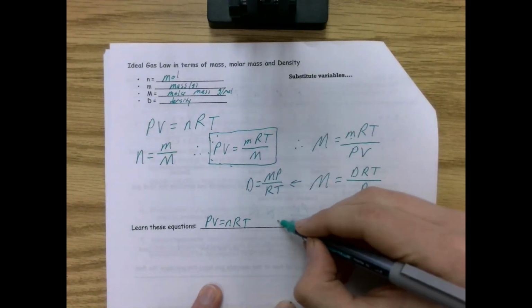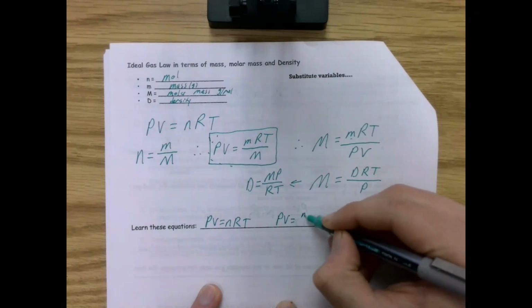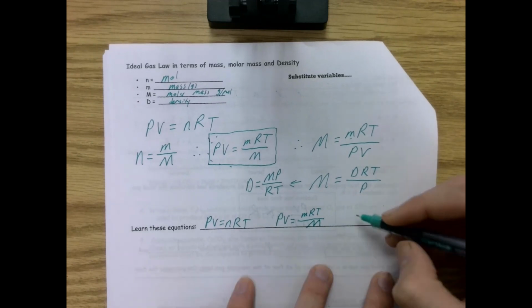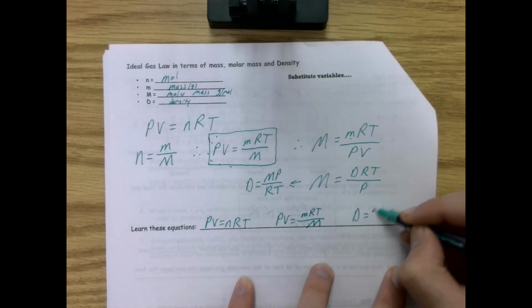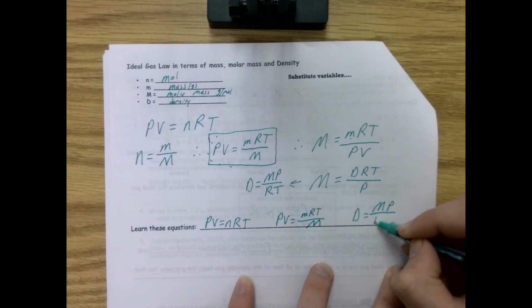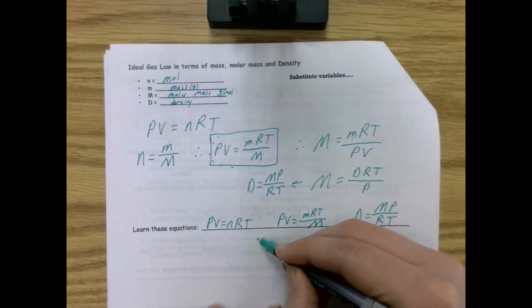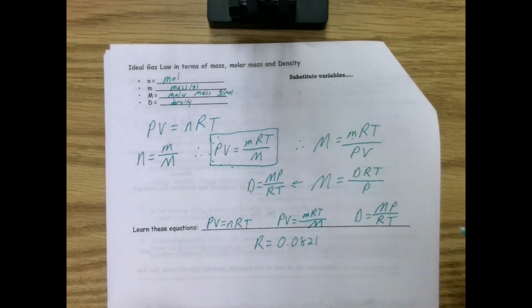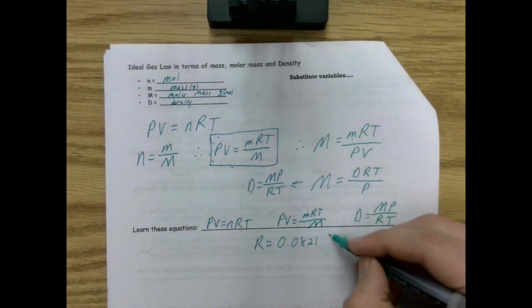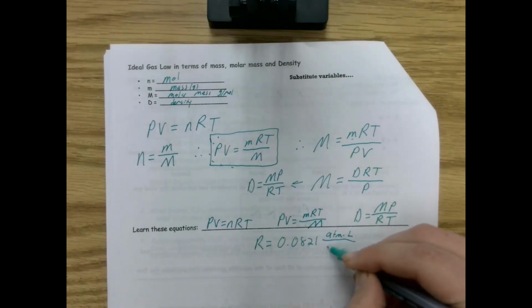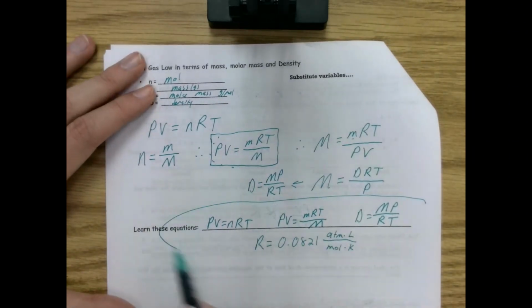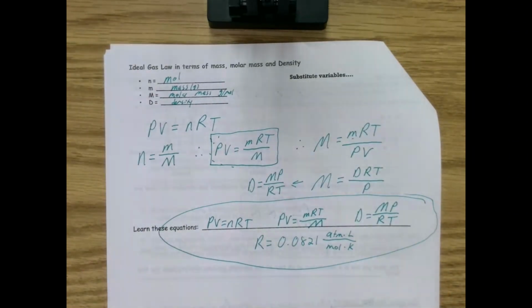So now we're going to write down PV equals mRT divided by capital M, then also D equals molar mass times pressure divided by RT. Then also you'll need to know R equals 0.0821, and then hopefully you remember the units there are atmospheres times liters over mole Kelvin. So this is the big takeaway from this video, is you need to memorize these three formulas and the ideal gas constant R there.